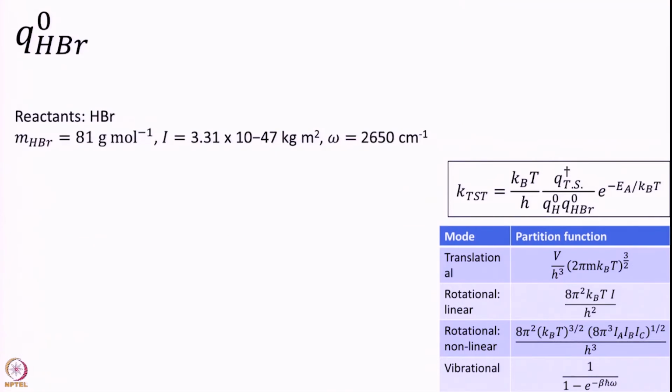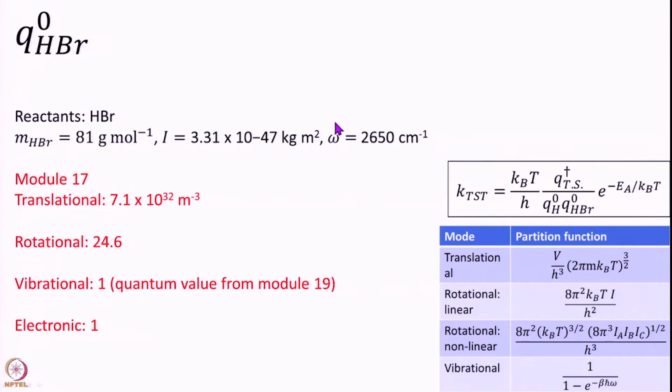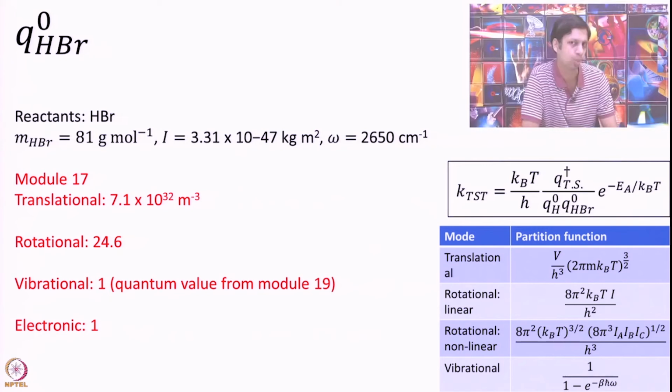Next, looking at HBr, the data that I need will be these following. We will need the mass, we will need moment of inertia and the frequency. And actually for HBr we already have calculated all the components in a previous module. So, I am not going to redo it today.